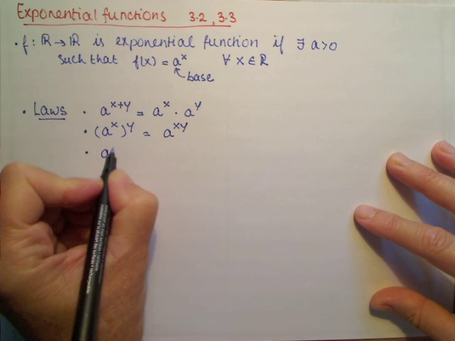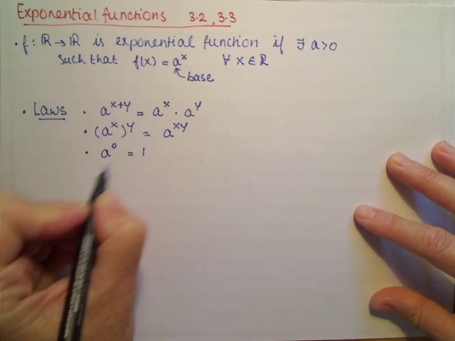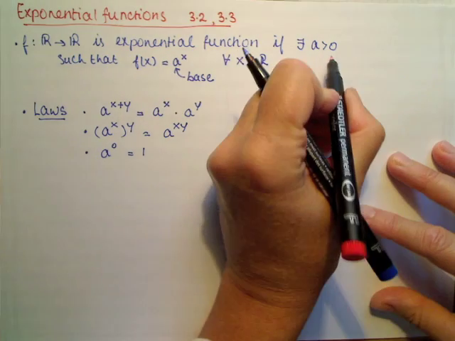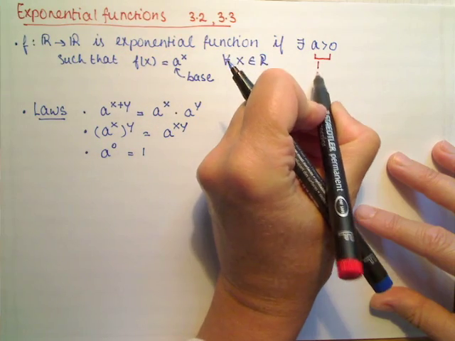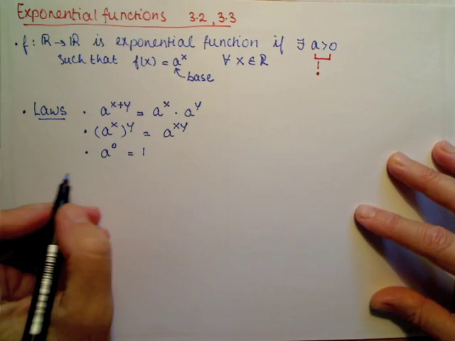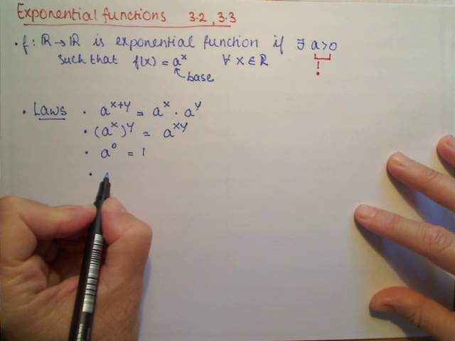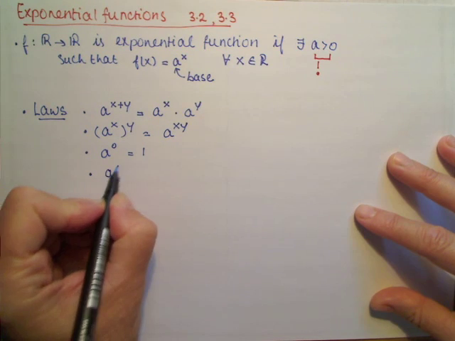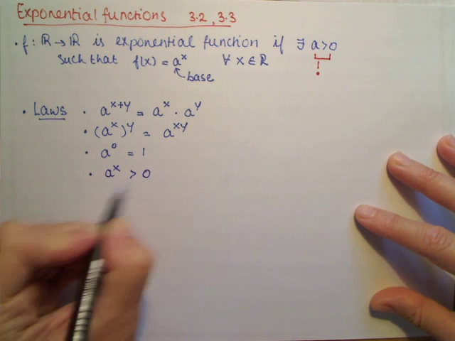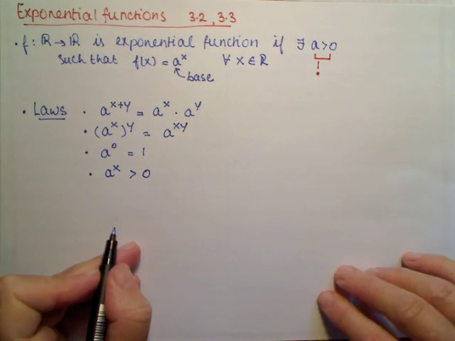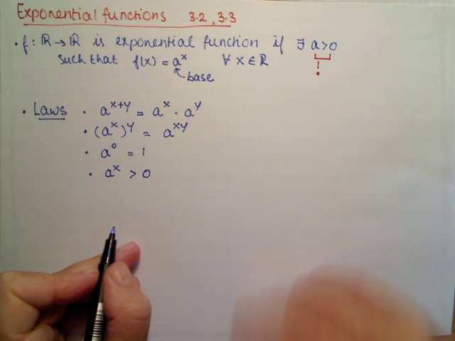Then we have that a to the power 0 equals 1 for all positive a. So really the positivity of a is quite important. And in fact, a to the power x is always positive, and I think that these are the main laws.